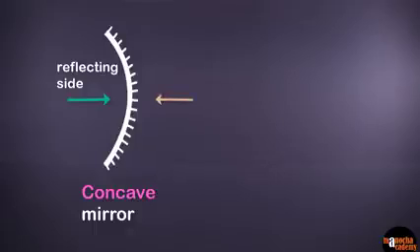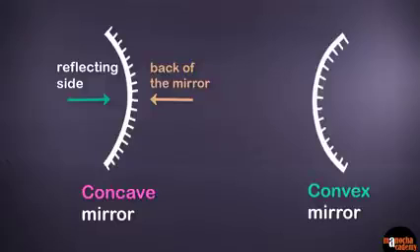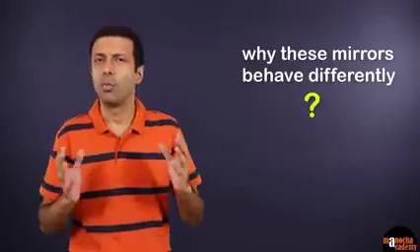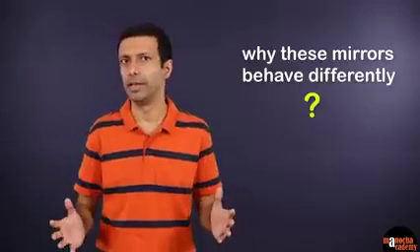The side with these small dashed lines is the back of the mirror. Similarly, for the convex mirror, the smooth side is the shiny reflecting surface and this side is the back of the mirror. Now an interesting question is, why these mirrors behave differently?